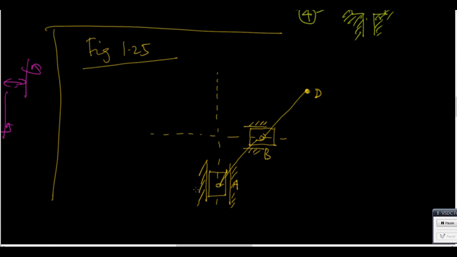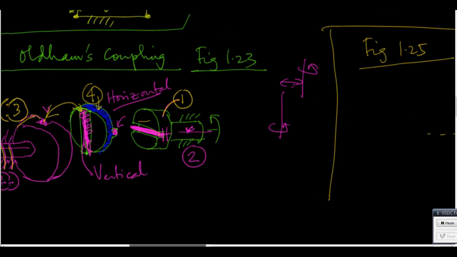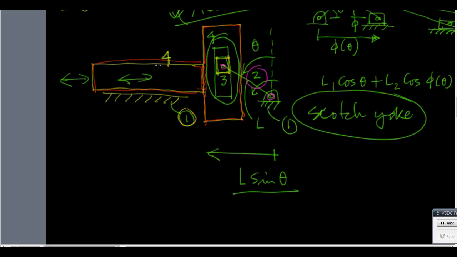This one is body 4. Body 4 is fixed in this kinematic inversion. Remember here, body 4 was sliding, 1 was fixed. Okay. Now body 4 is fixed and body 4 has 2 sliding joints, one with 1 and one with 3. And 1 and 3 are connected by a link through revolute joints.